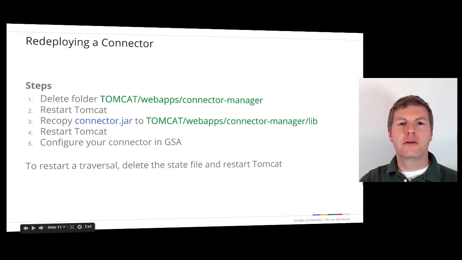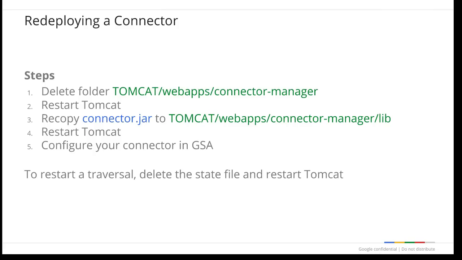During the development cycle, you'll need to rebuild and redeploy your connector. To do this, the easiest way is to just delete the connector manager from within Tomcat and repeat the initial deployment process. If you simply want to restart a traversal, delete the state file and restart Tomcat.